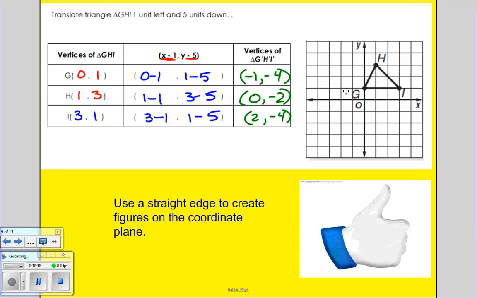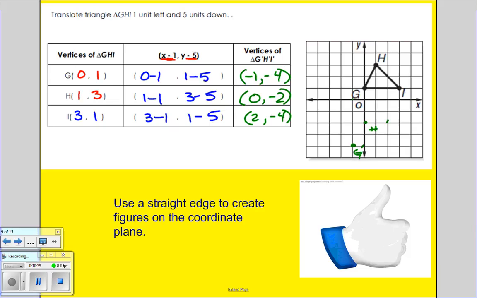So I have negative 1, negative 4. On the x-axis going left is negative. Here's negative 1, and then down, negative 1, negative 2, negative 3, negative 4. And this is going to be my G prime location with that little mark, that prime mark. H will be at 0, so I stay at 0, and then negative 2 on the y-axis. So this is my H prime.